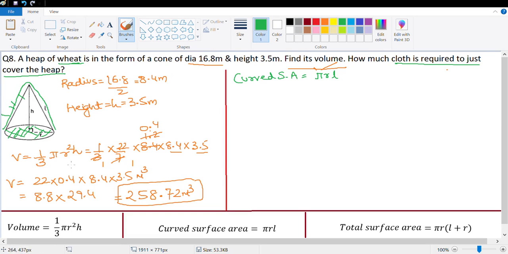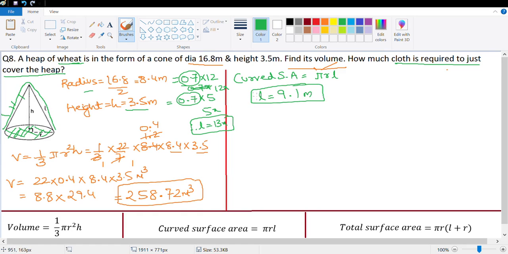So I know the value of R, I know the value of H, I need to calculate the value of L. So let's look at this again. 8.4 can be written as 7 into 1.2, or rather let's look at it as 0.7 into 12. It will be easier to calculate. So this will be 0.7 into 12 and 0.7 into 5, which means this is 0.7x, this is 12x, this is the x value, and this is 5x. Therefore L will be 13x, which means the value of L will be equal to 13 into 0.7, that's 9.1, not centimeter, meter, right? 9.1 meter.